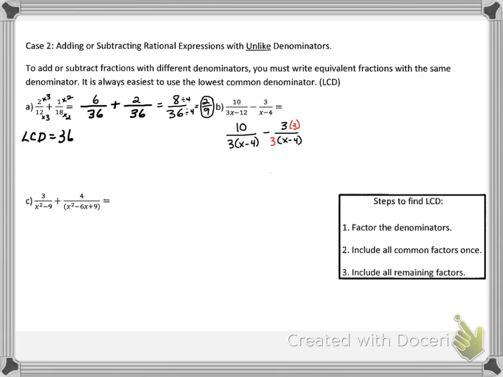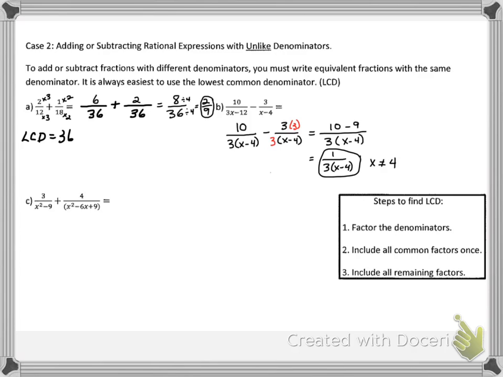Now I can say the top is going to be 10 minus 9 over the bottom of 3 times (x minus 4). And that simply is going to be 1 over 3 times (x minus 4), and x cannot equal 4 is our answer.